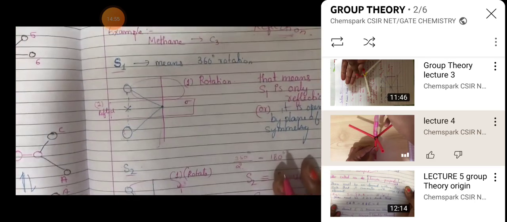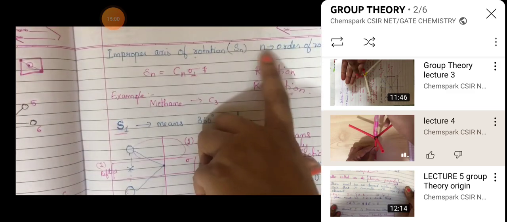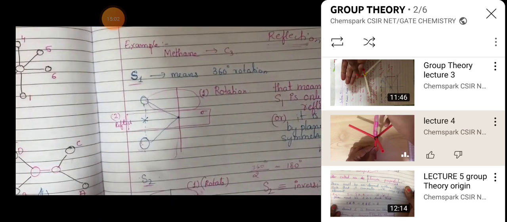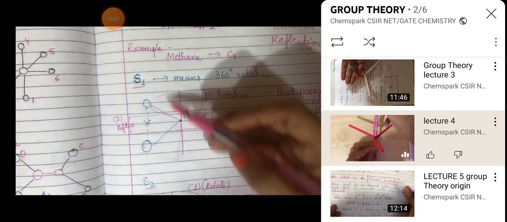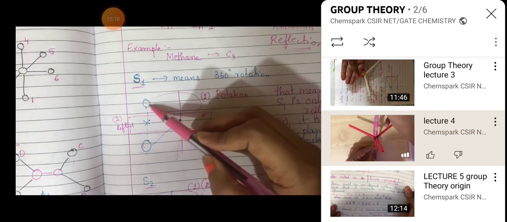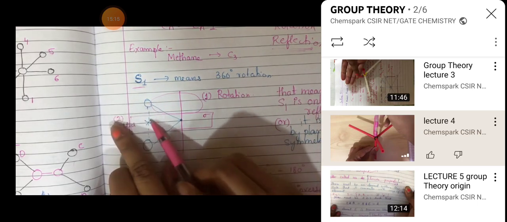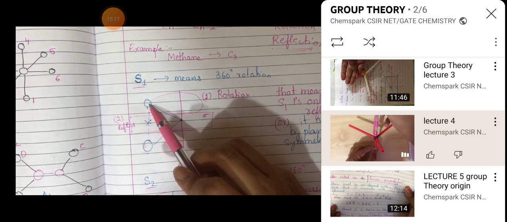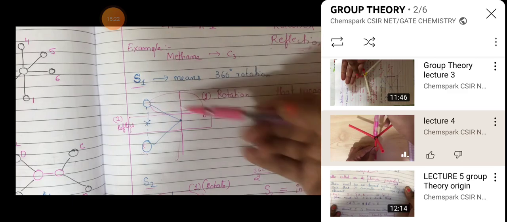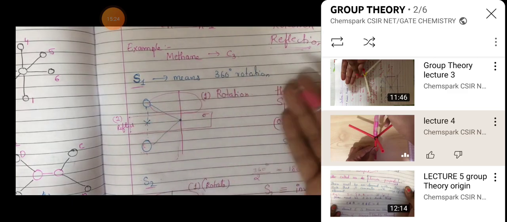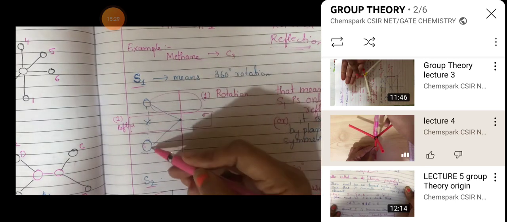Now let me consider S1. If I say S1, n is the order of rotation. So if we consider S1, it means you are giving a 360-degree rotation. Let us consider this molecule. Suppose this is an atom. If I have given it S1, then it will rotate 360 degrees and come back to its original position. See, we have given one rotation. Now we have to give the reflection, and this is the plane which is passing through this axis, and if it is reflected, this molecule would come down.